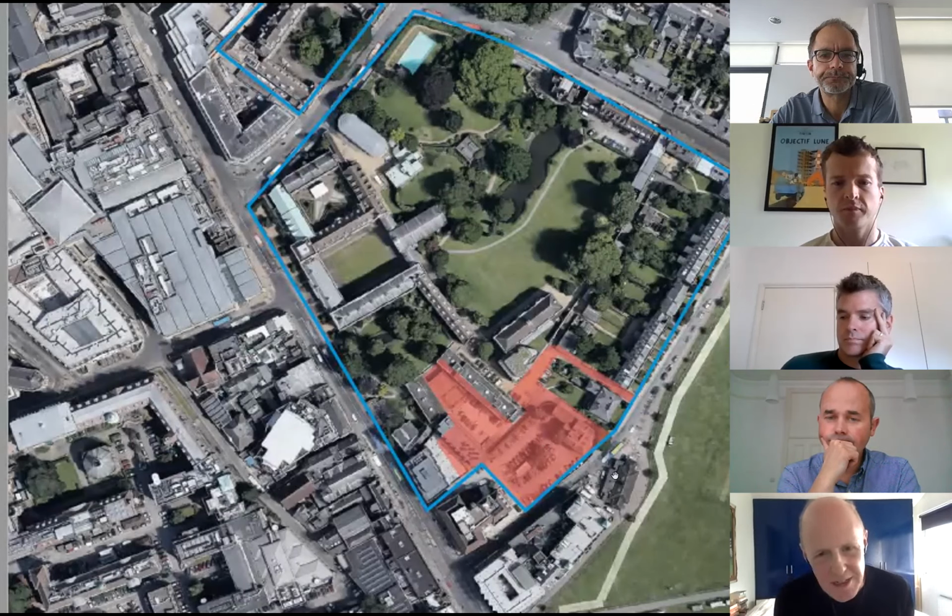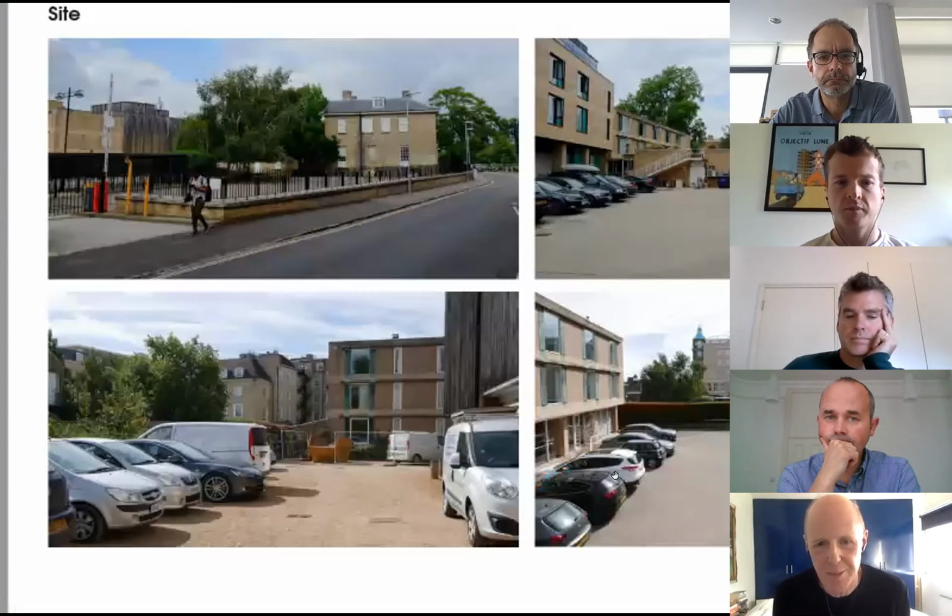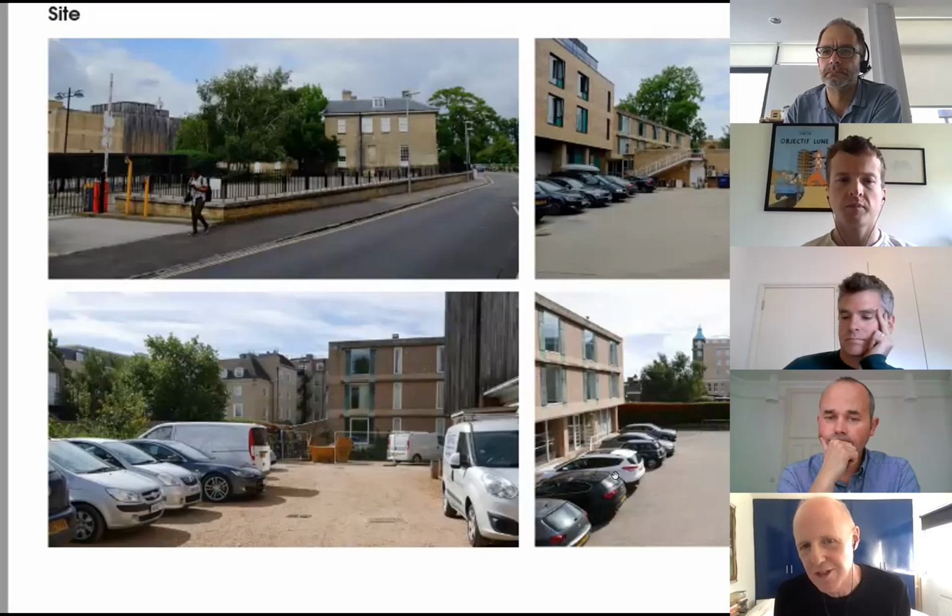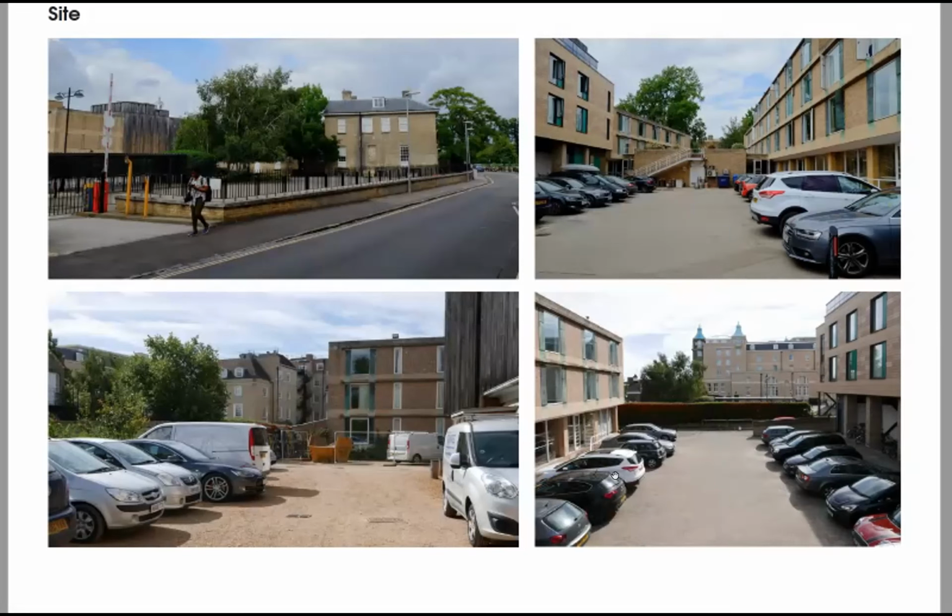And as you can probably see from this side, it's an area which is, before the works, was primarily surface car parking. So you can see that here on the top left, the surface car park behind 1 Regent Street. And on the right, this is South Court as it was before the works commenced.